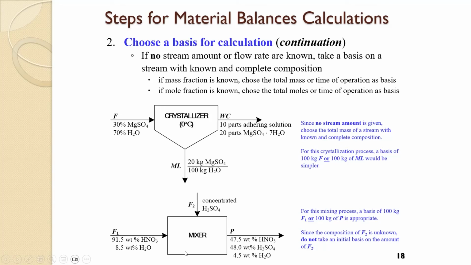Next, an example at the bottom. When you notice here, it totals 100%. This one totals 100% as well. So for this mixing process, the basis of 100 kilograms of F1 or P is appropriate. Basta you have to look. Sometimes we might just give you 47.5% nitric acid, but then the others are not given. So let's not choose P. But in this case, both F1 and P total 100%, so either F1 or P could be a basis.